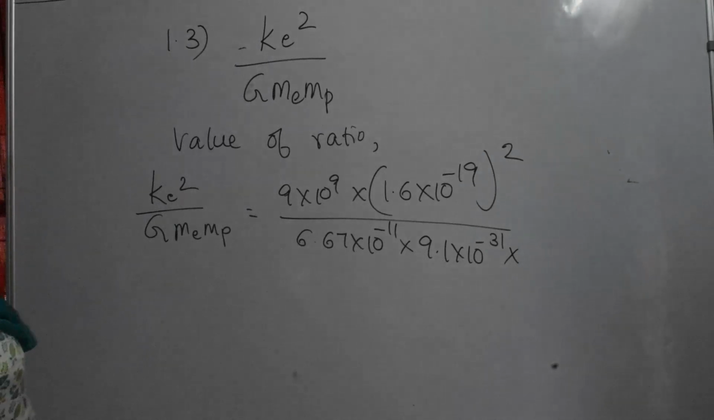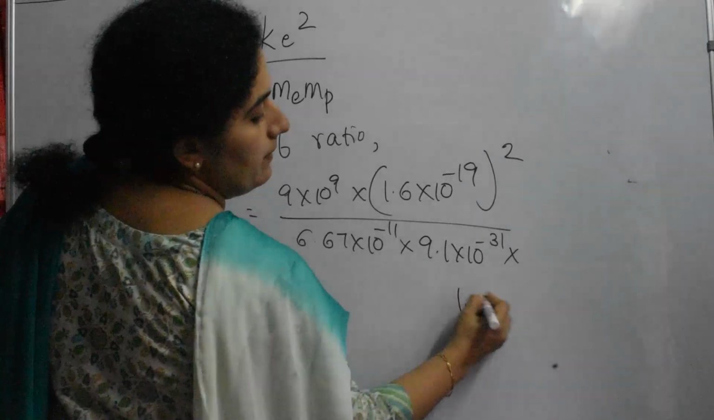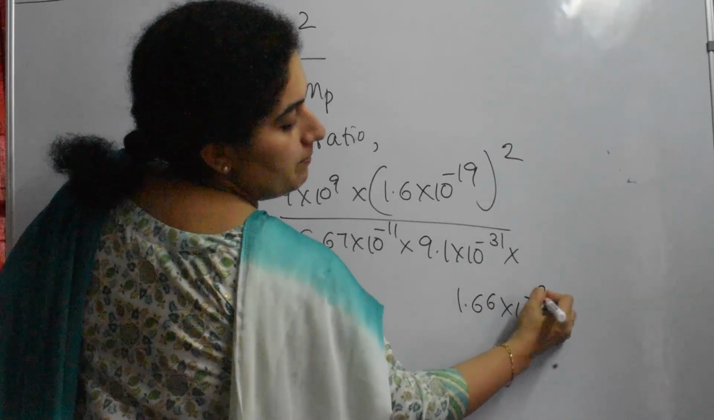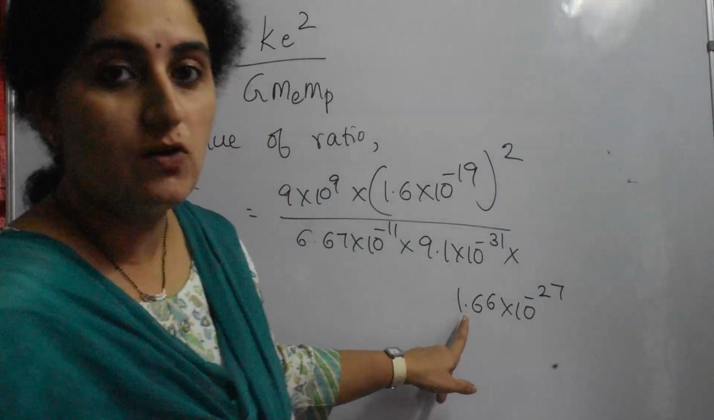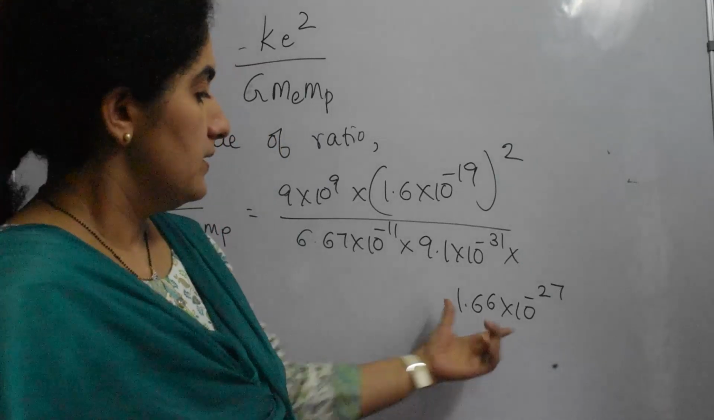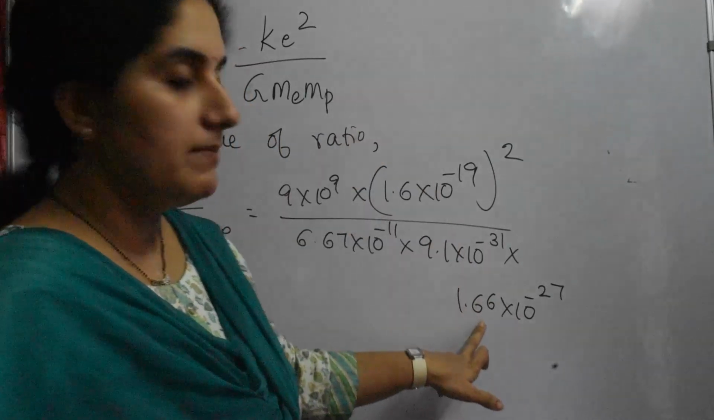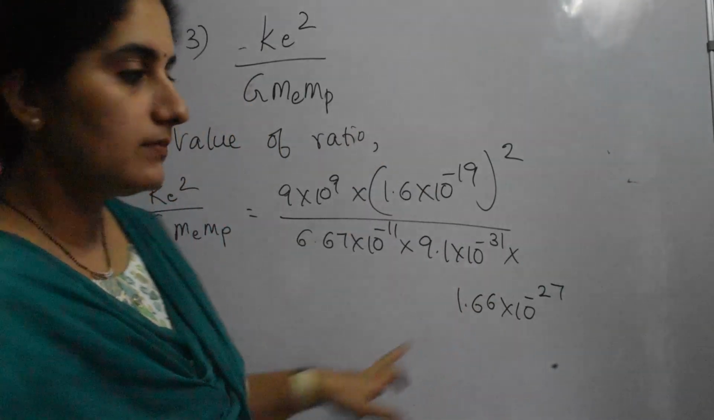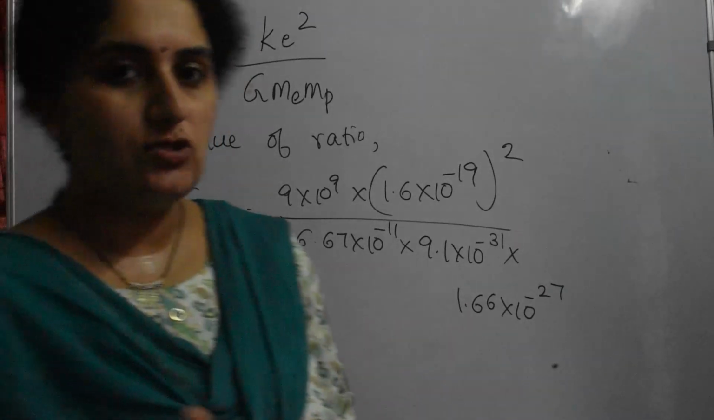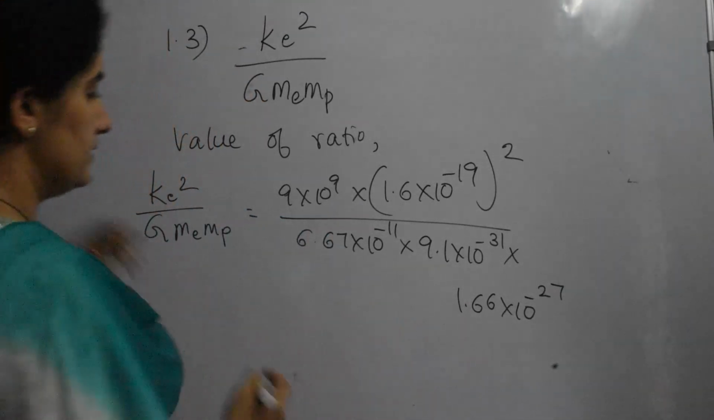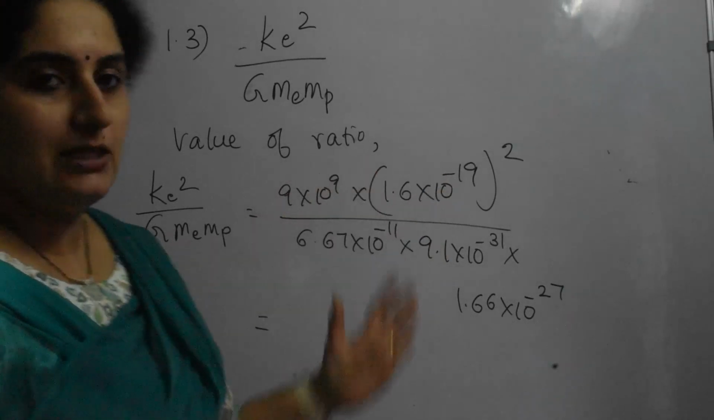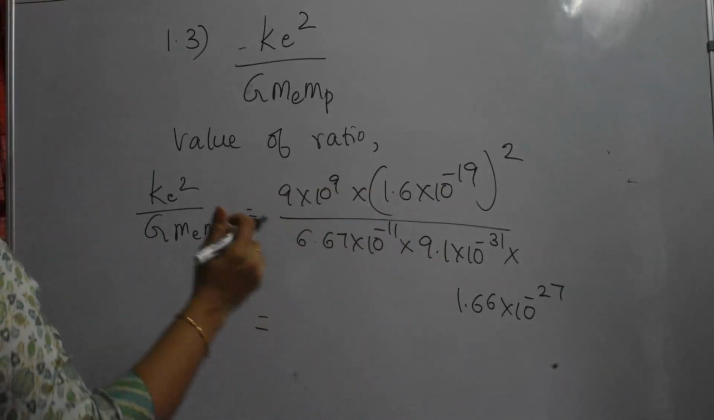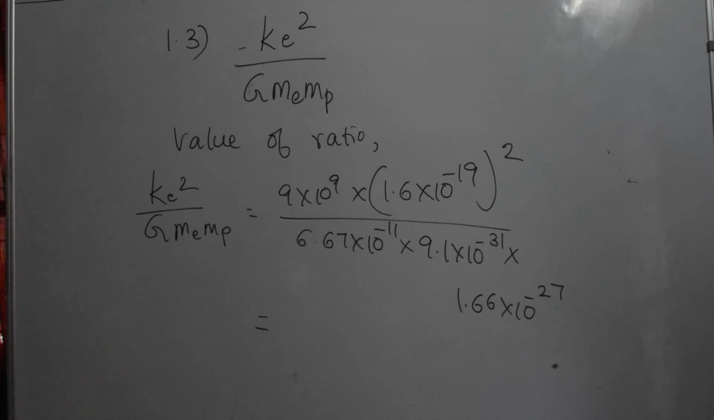into m_p, 1.66 into 10 to the power minus 27. The value of this we are going to find out in the atoms chapter. How do you get this value? m_p is the mass of the proton. Mass of proton and neutron we consider as the same. So you have to substitute, calculate all the values accordingly and find out the value of the ratio.